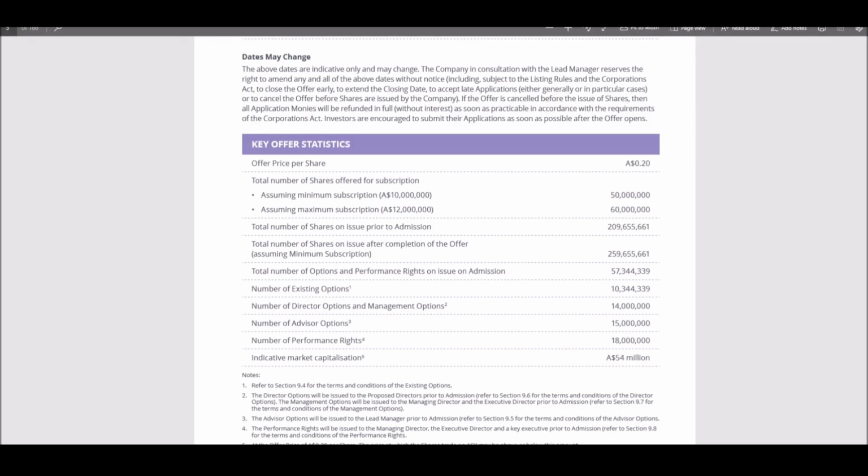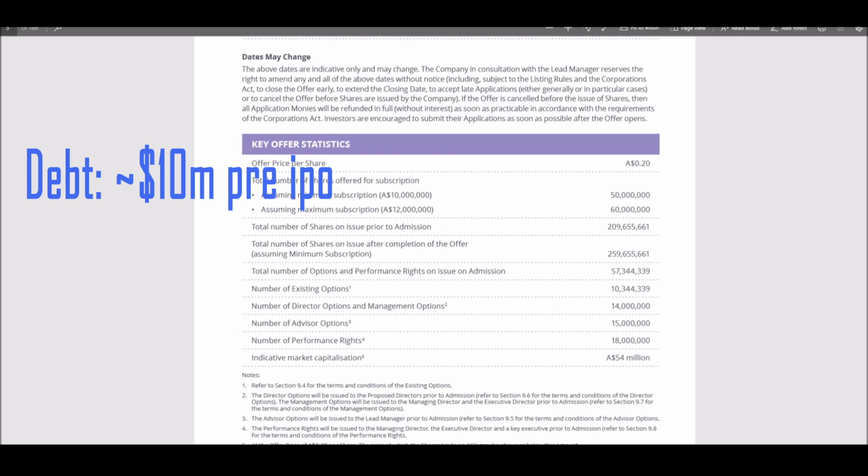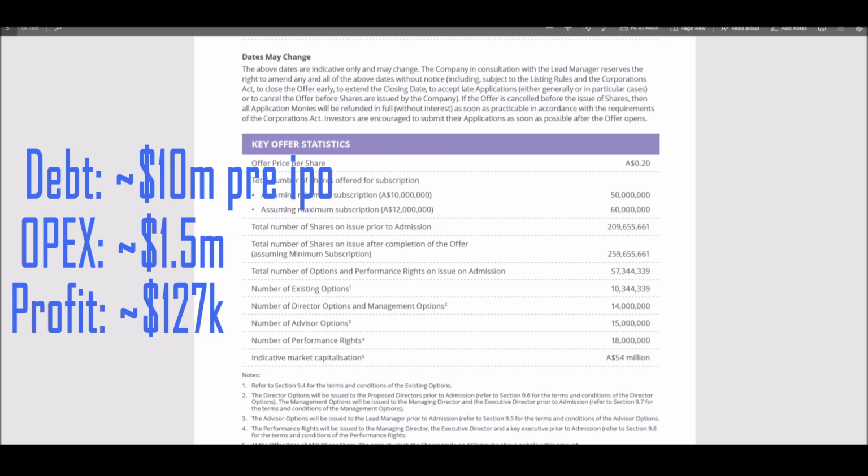So after looking at the financial data, we want to head back over to the prospectus. We want to understand what the market capitalization is for the business. It's all well and good that we understand that the financial data shows us it's got $10 million debt, got $1.5 million operating costs every year, and 127K profit every year. But those aren't quarterly numbers, those are yearly numbers. So that doesn't mean much unless we understand what the market cap is.